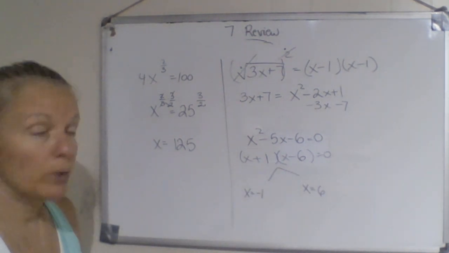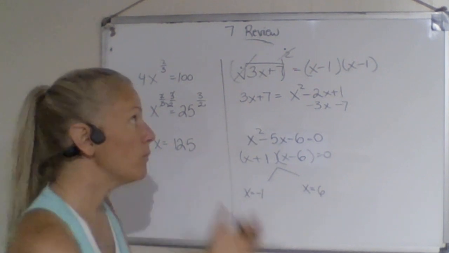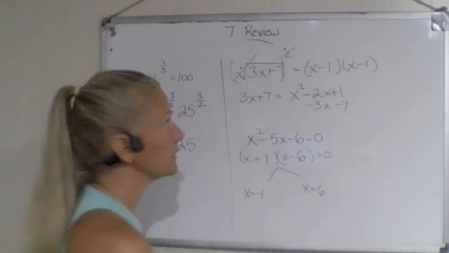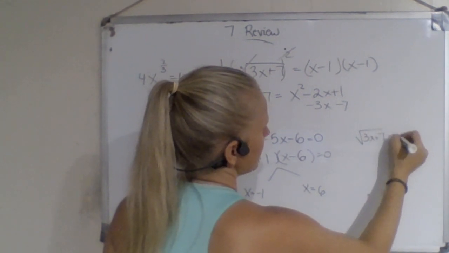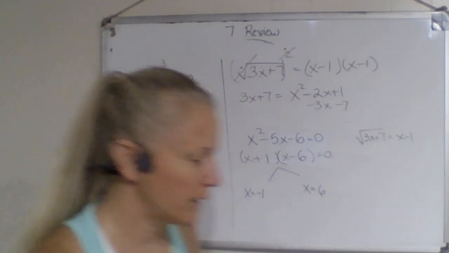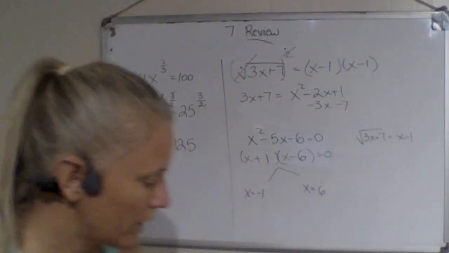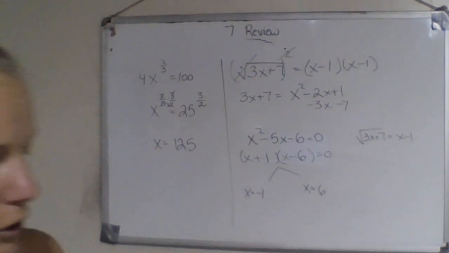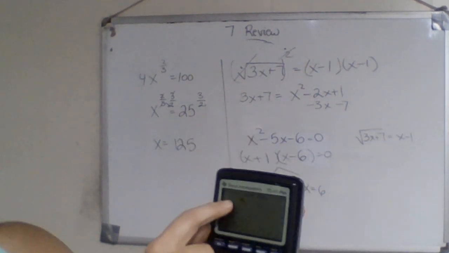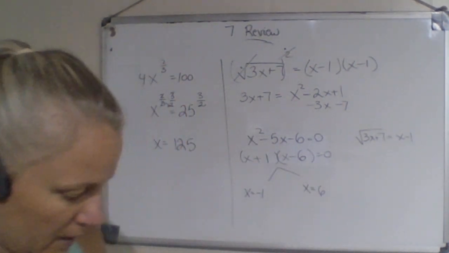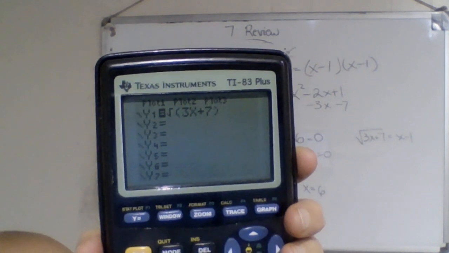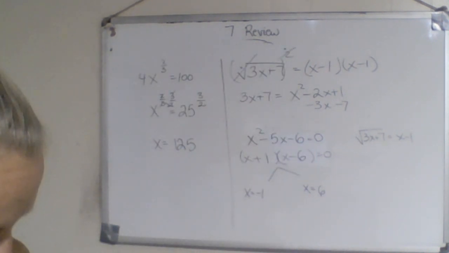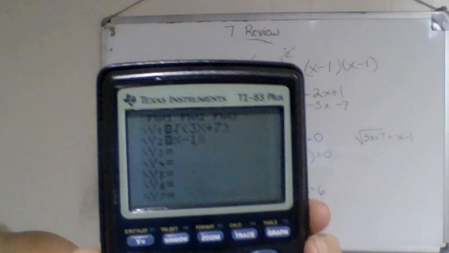How can I tell which one of these solutions is extraneous? Well, one way is to plug it all back in and figure it out. The other way is 3x plus 7 equals x minus 1. This was your original equation, right? And I want to keep reminding you how to use your calculator correctly. If we go to y equals and clear, for my y1, I'm going to use just this part. Second, square root of 3x plus 7, close my parenthesis. I'm going to move down to y2, and I'm going to put there x minus 1. So now I have two functions, right?